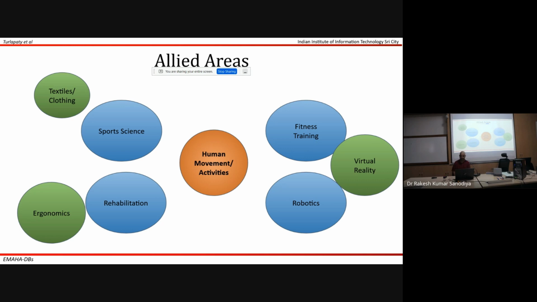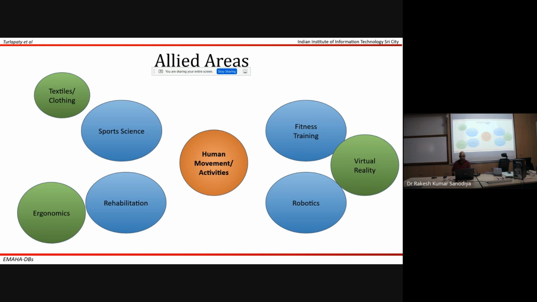And then in fitness training, there are several applications. One simple application is looking at fatigue. For example, when somebody is doing strength training, everybody has a limitation, right? Some people can do up to 10, 13, 20 reps of a particular exercise, depending on the person, let us say dumbbell curls. So how do you identify that automatically?